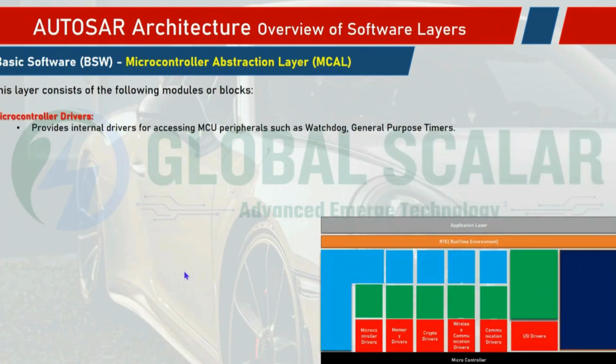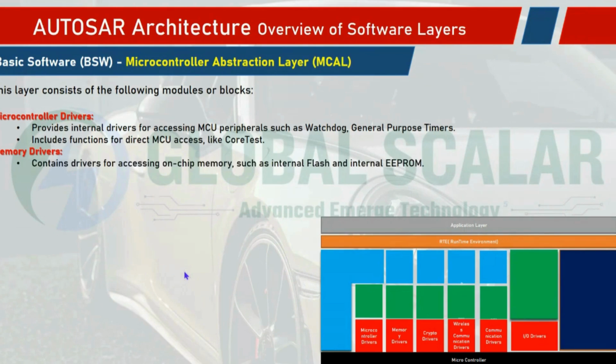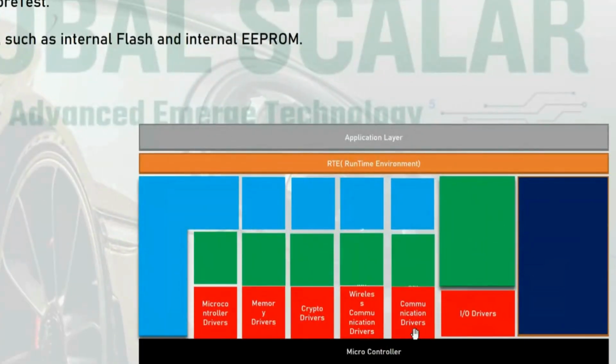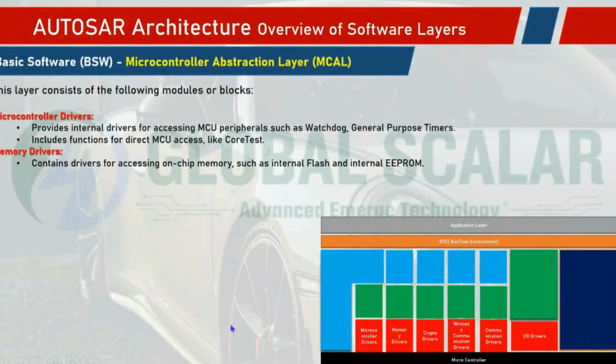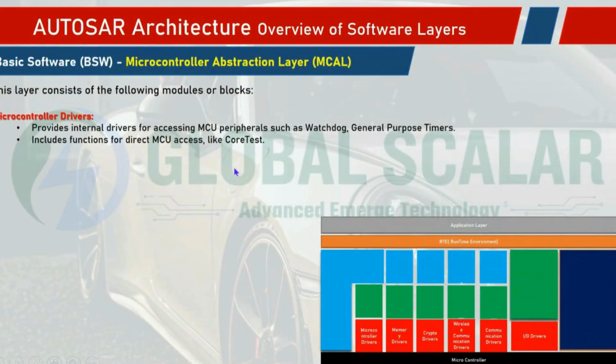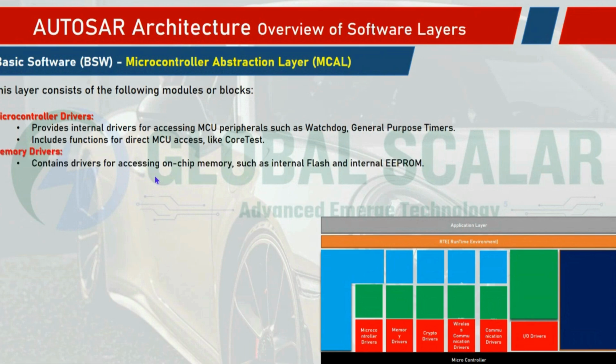And next we need to understand the MCAL. The microcontroller layer consists of IO devices, communication devices, wireless communication devices, crypto drivers, memory drivers, and microcontroller drivers. Microcontroller drivers deal with the peripherals or hardware-relevant timers, and how they can be accessed with the help of the core. And we have the memory drivers. They contain the drivers for accessing on-chip memory, such as internal flash or internal EEPROM, and they support memory-mapped devices like external flash.